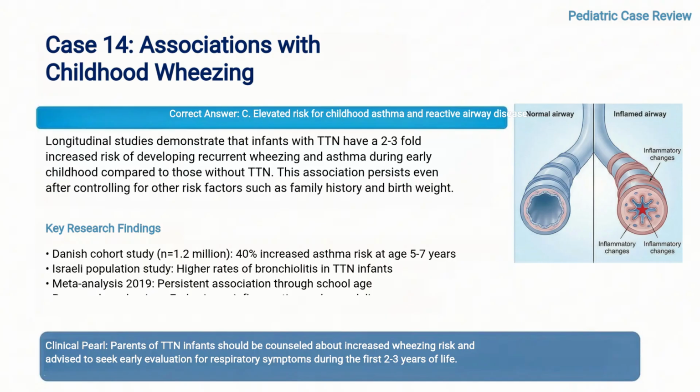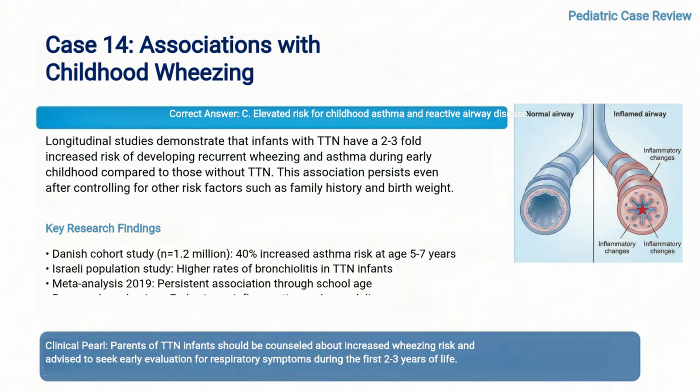This is one of the most clinically important long-term associations of transient tachypnea of the newborn. Longitudinal studies demonstrate that infants with transient tachypnea of the newborn have a 2 to 3-fold increased risk of developing recurrent wheezing and asthma during early childhood compared to those without the condition. This association persists even after controlling for other risk factors such as family history and birth weight.